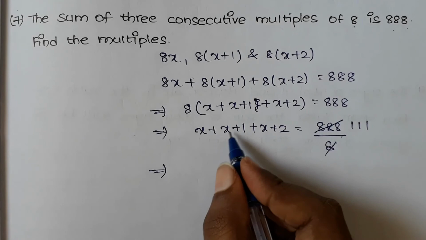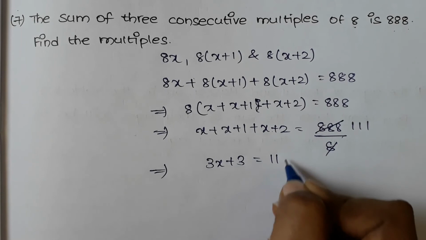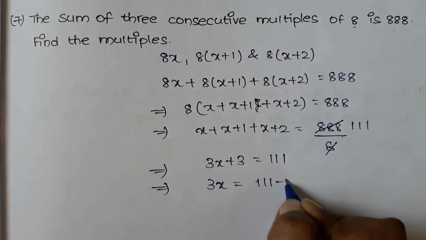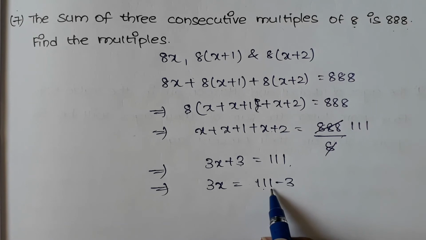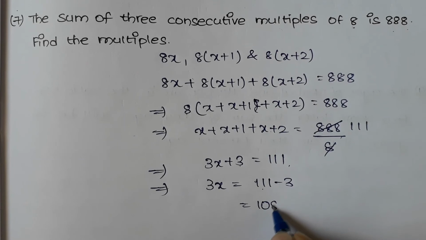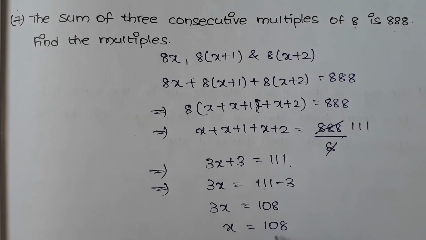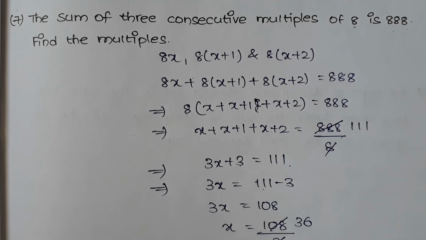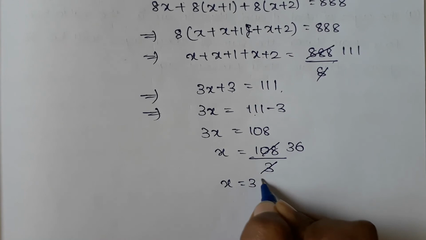Here 3x plus 3 equals 111. 3x equals 111 minus 3. This 3 is taken to the RHS side, that is 111 minus 3 equals 108. 3x equals 108 and x equals 108 by 3. Here 3 into 36, and now x equals 36.